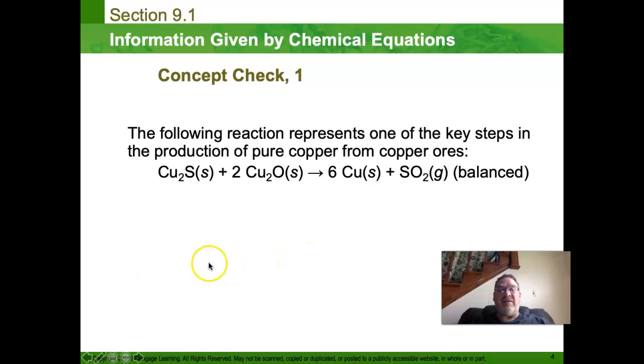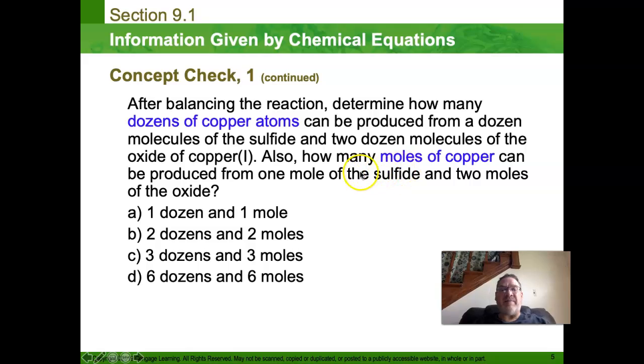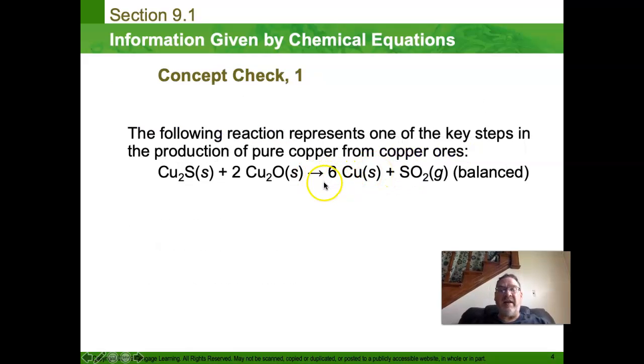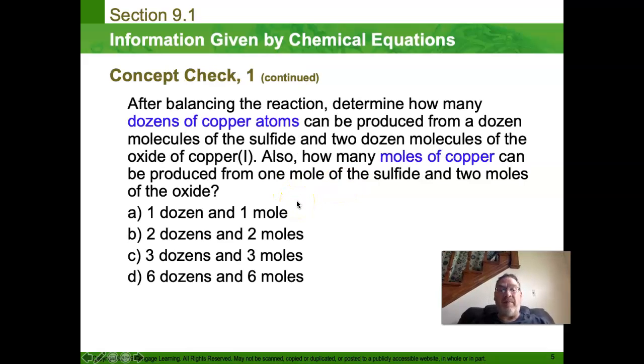So you look at this equation, which is balanced for us. Again, the coefficients tell us we've got 1 mole of carbon sulfide, 2 moles of the carbon oxide, 6 moles of oxygen, and a mole of sulfur dioxide. If we look at this in terms of dozens or in terms of moles, again, go back to the reaction, we're just looking at the coefficient in front of each substance. So in this case, since we're working with copper, we can look at this as 6 moles of copper or 6 dozen copper atoms.